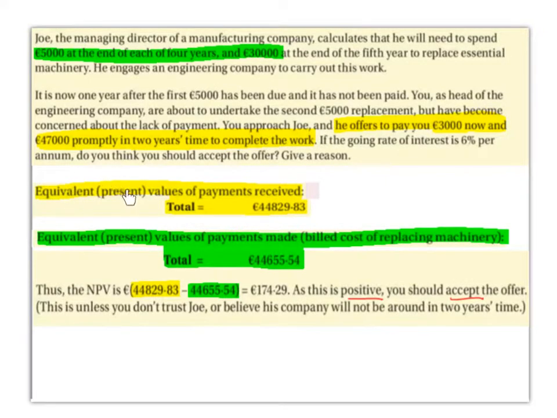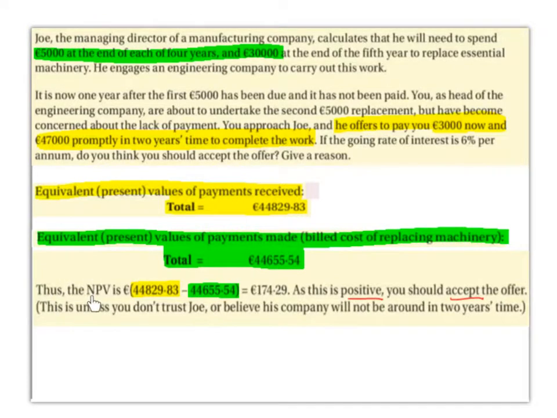So the equivalent present values of payments received was €44,829.83. This is basically what Joe offered us: €3,000 now and €47,000 in 2 years to complete the work. We then had to work out the cost of replacing all the machinery. The equivalent or present values of payments made, the billed cost of replacing machinery, we worked out to be €44,655.54. That was the replacement of all the machinery parts.